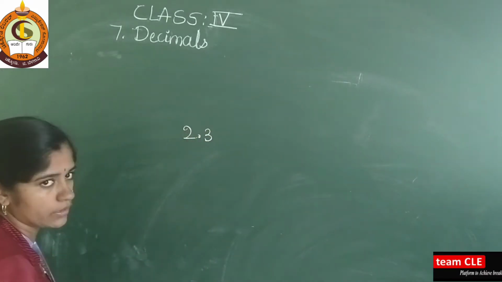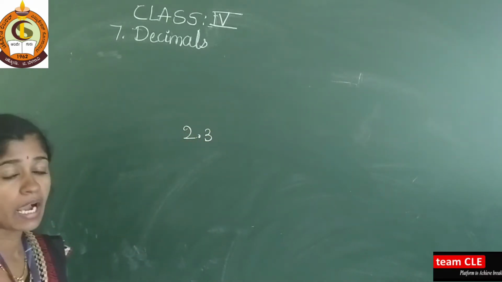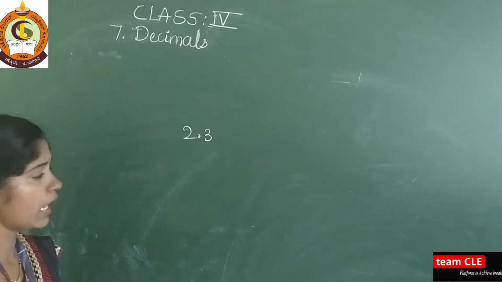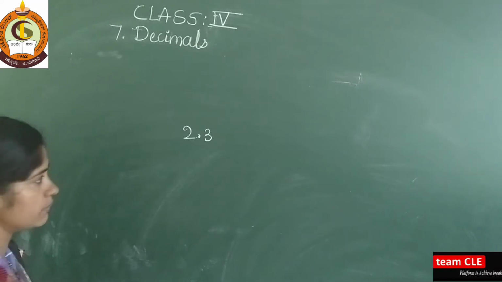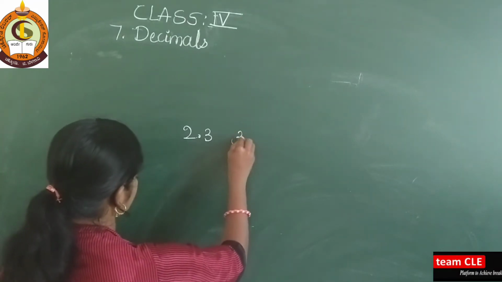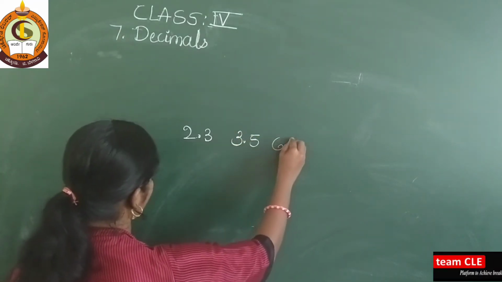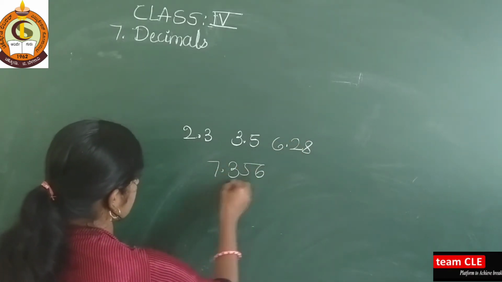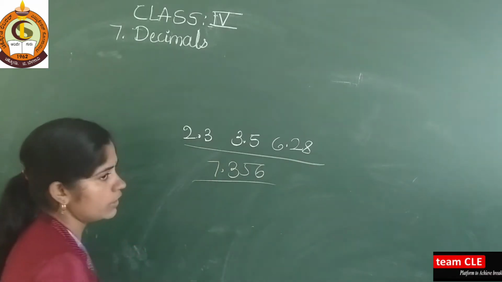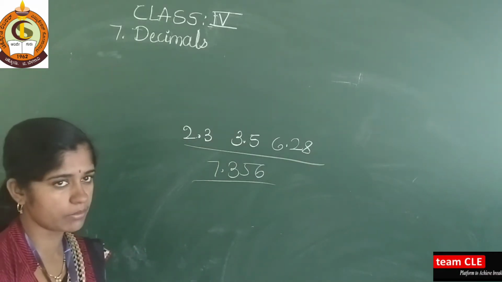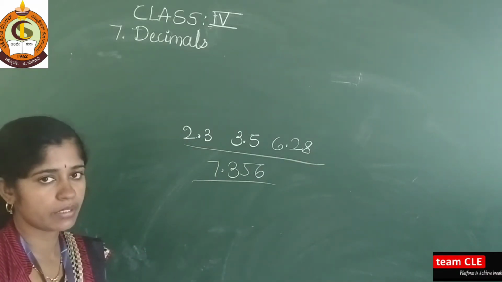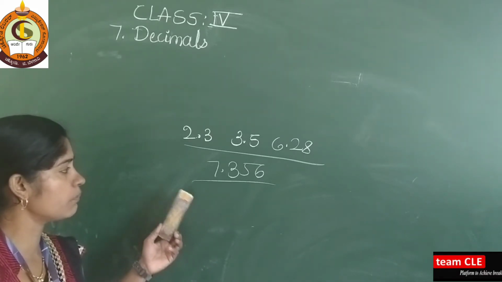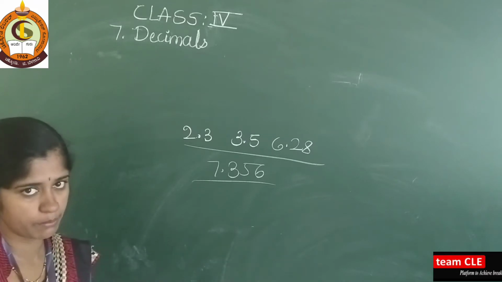A decimal point. Numbers having a decimal point are called decimals. A number having a decimal point is called a decimal number. For example, 2.3, 3.5, 6.28, 7.356. Dear students, already you learnt about whole numbers and natural numbers. So these are the decimal numbers.